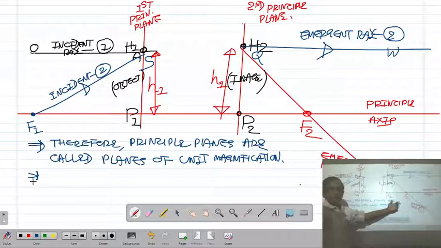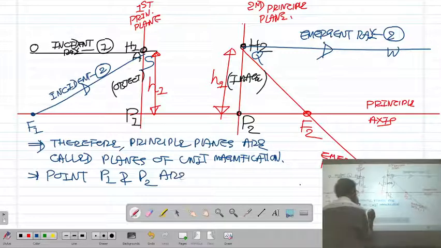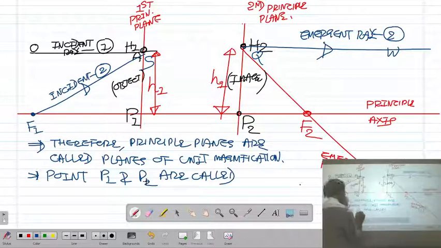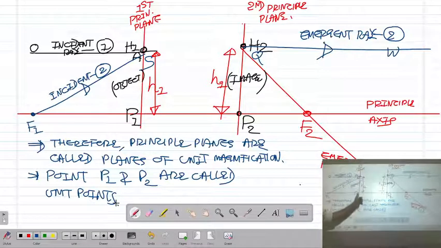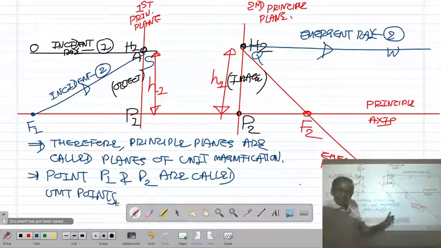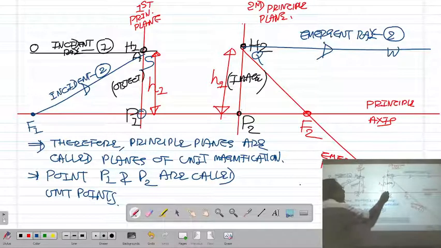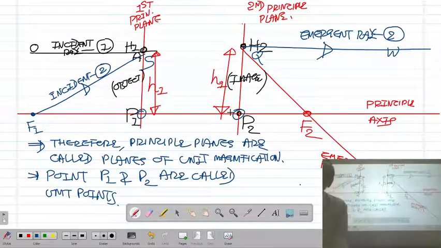So principal planes are called the planes of unit magnification, and points p1 and p2 are called unit points. This first principal plane h1 p1 and second principal plane h2 p2, whose magnification is 1, are called planes of unit magnification, and p1 and p2 are called unit points because the magnification is 1.